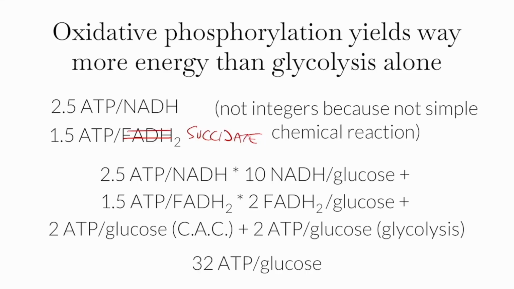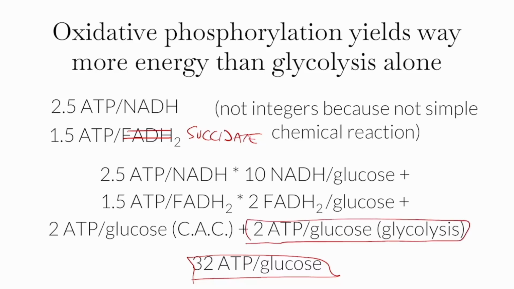And if you go through and add up all of the different parts of this from the citric acid cycle and glycolysis and everything, what you get is that you get 32 ATPs per glucose out of this process of the electron transport chain plus oxidative phosphorylation. If you contrast that with glycolysis, we got 2 ATPs per glucose. So you get significantly higher energy yield by doing all of this amazing complexity.